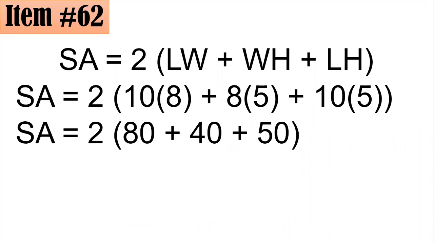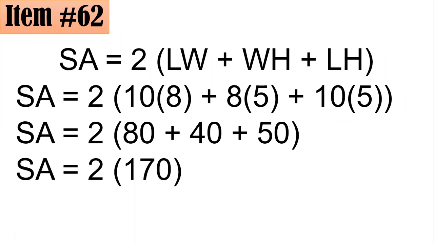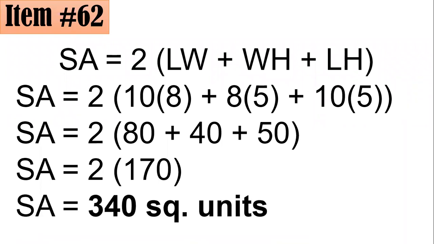Hence, you have SA or surface area equals twice the sum of 80, 40, and 50. Of course, we have to simplify first what is inside of our parentheses. And so 80 plus 40 plus 50 is 170. And 2 times 170 is 340. And indeed, it's 340 square units.